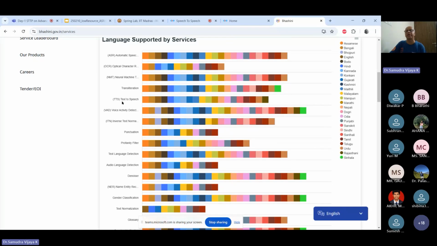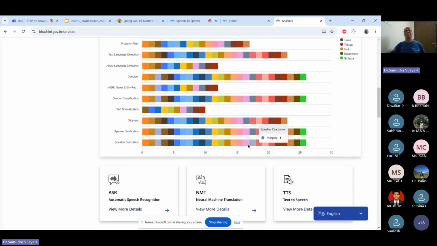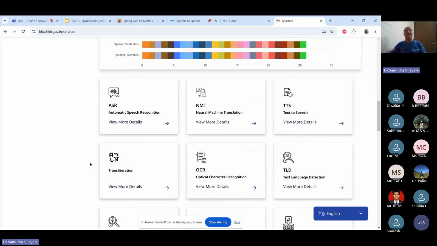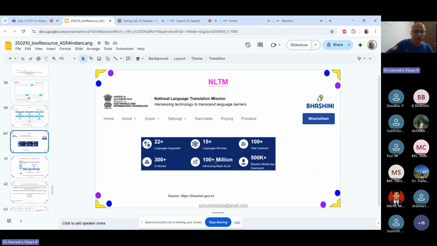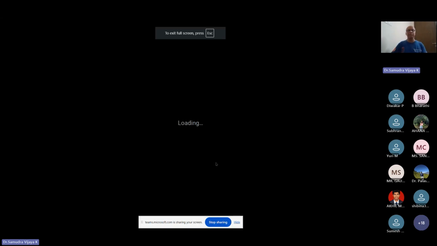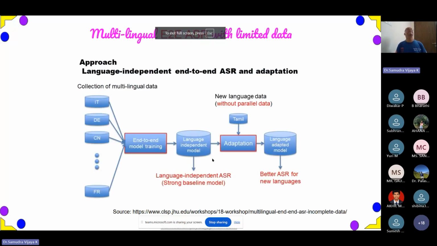Lots of services provided in various languages. In which languages they are provided? The list of the languages is here. So you can build speech systems for Indian languages, at least for the major Indian languages. That's the point that I wanted to convey, that significant progress has been made in the case of the major languages. Even for major languages, we have hundreds of hours of speech data.